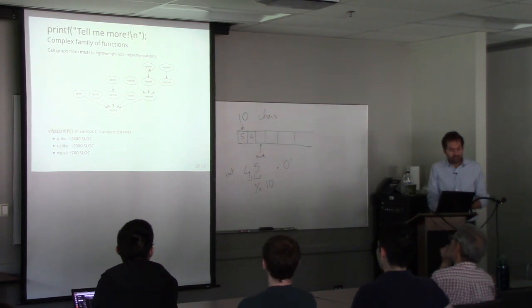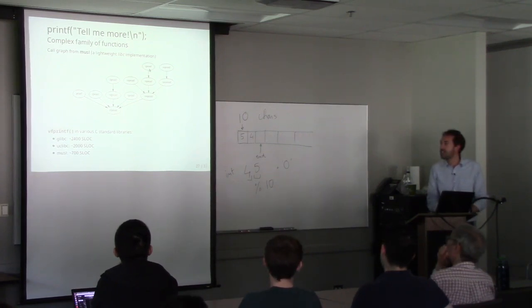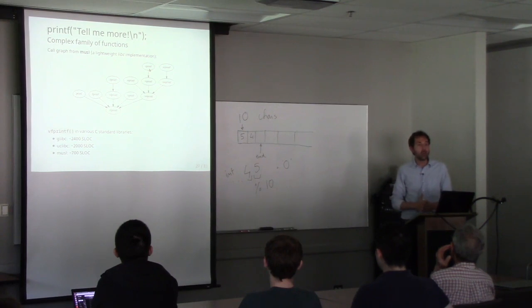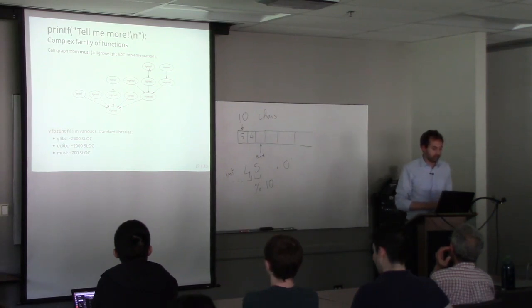It's a pretty fine piece of machinery. The uClibc, microlibc, which is supposed to be a lighter version of the glibc, is still pretty heavy. And at the end, we have a much simpler implementation, in another very lightweight C library called musl, that's only about 700 lines of code.